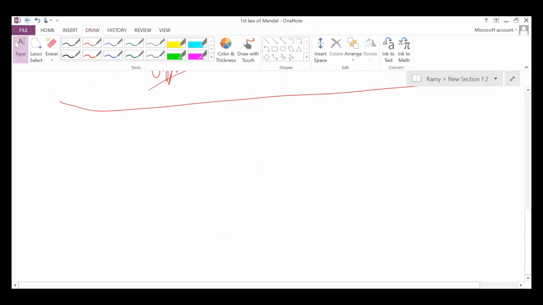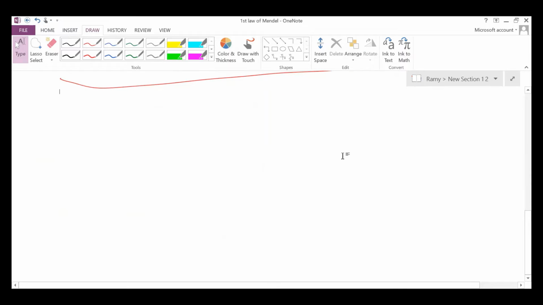So let's take the examples like Mendel mentioned. I think you remember the pea plant, and we said that we have purple flower, purple with white.